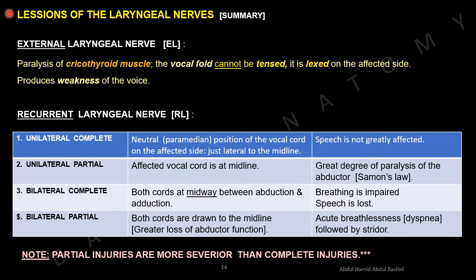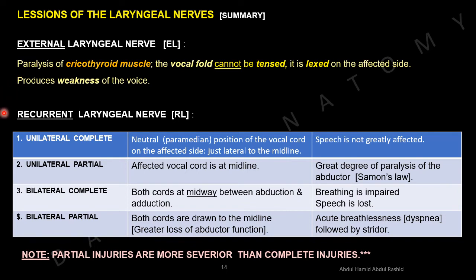Lesions of the laryngeal nerves. External laryngeal nerve. Paralysis of cricothyroid muscle. The vocal fold cannot be tense. It is lax on the affected side. It produces weakness of the voice.